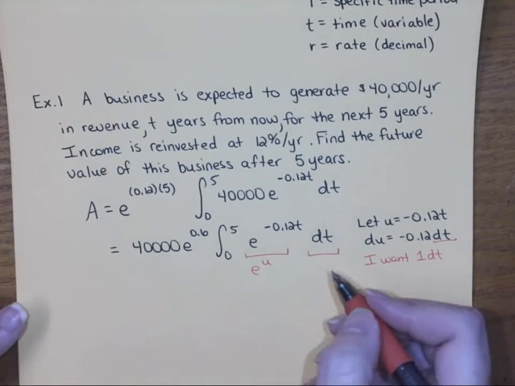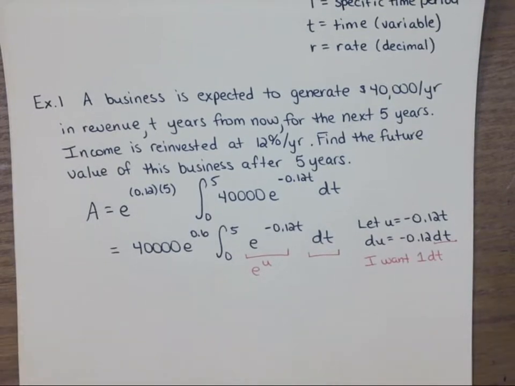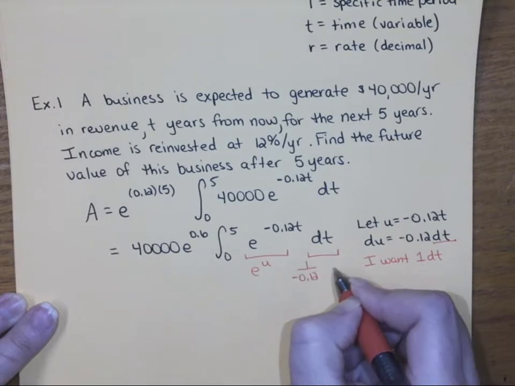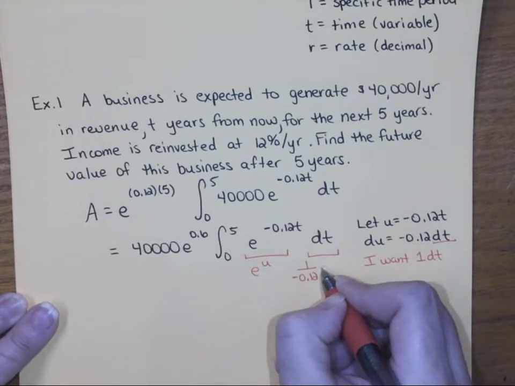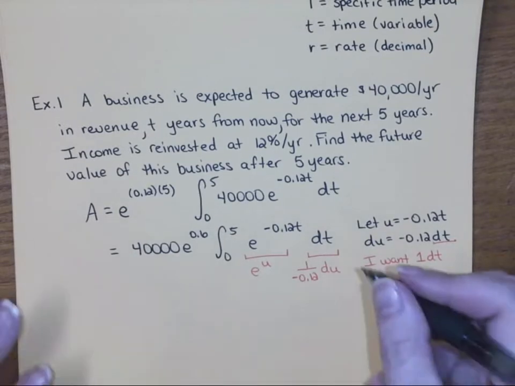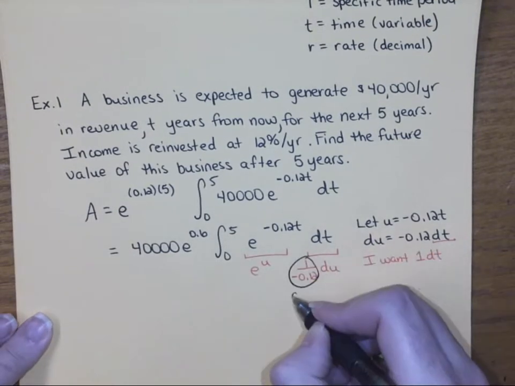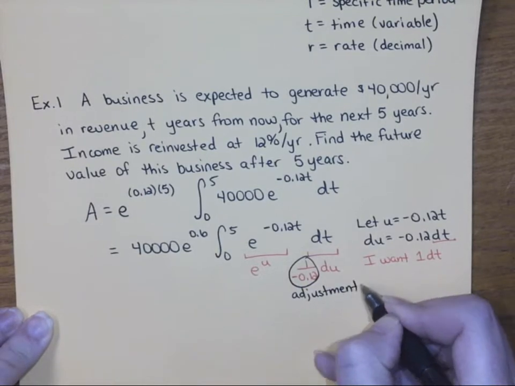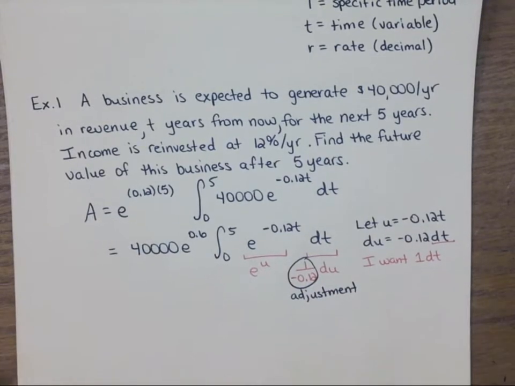So how can I make an adjustment and get rid of that? You always just do 1 over a number when you want to get rid of it. So I can multiply by 1 over that, okay? And then it would be du. So all this is the adjustment that must be made so that I get something that works, that gives me the 1 dt that I want.